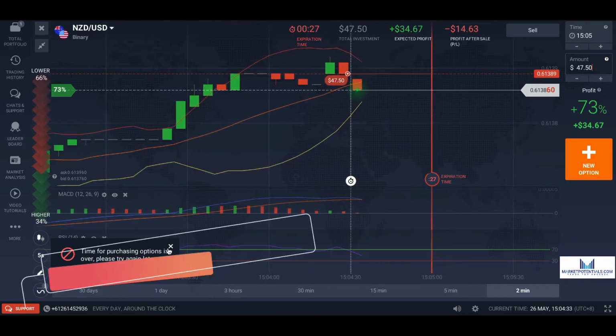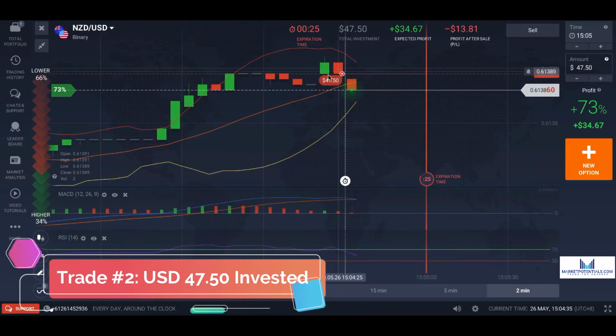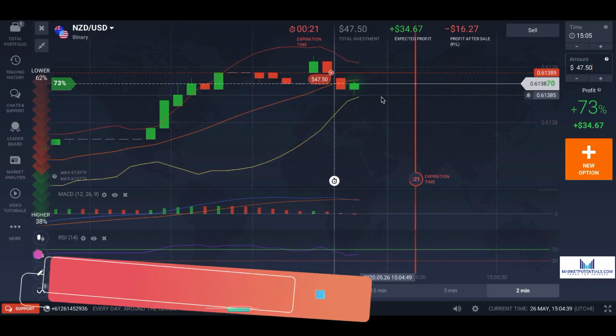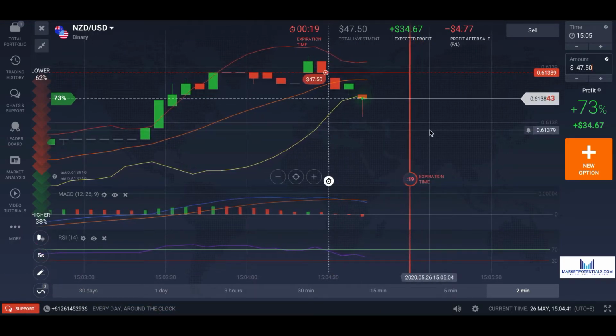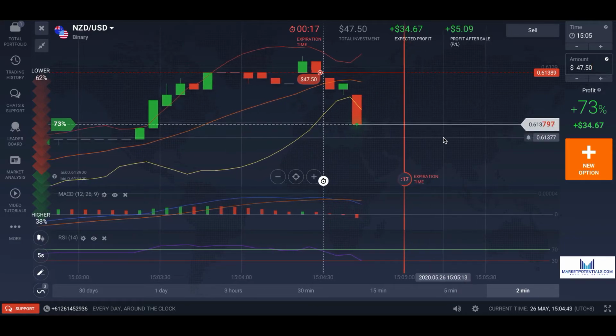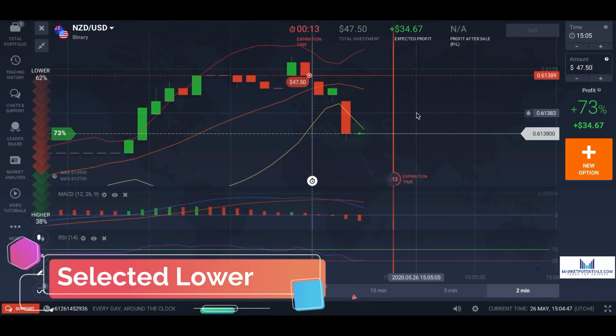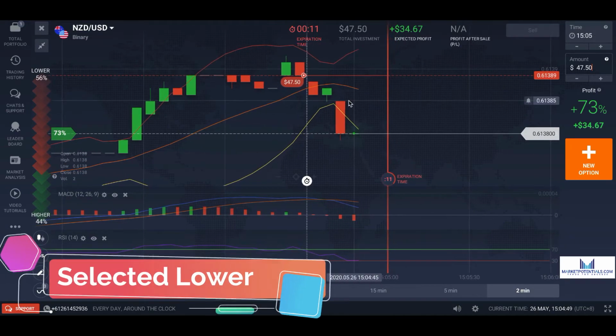All right, sorry, I clicked twice there, but I have put in $47.50 here. It was very, very close, about 1 second to the purchase deadline. So I do recommend that you guys do that, because I do believe in that. Now, I've put in $47.50 in the second trade. I selected lower as I did that.